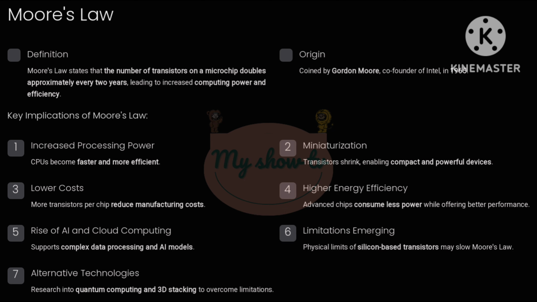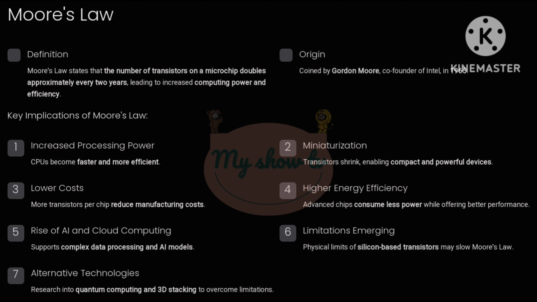Key implications of Moore's law. 1. Increased processing power. More transistors mean higher computational capabilities. Each new generation of processors becomes significantly faster than its predecessors. Example: modern CPUs like Intel's 13th gen processors handle billions of instructions per second. 2. Miniaturization. As transistors become smaller, devices become more compact and portable. Smartphones today are more powerful than early supercomputers.